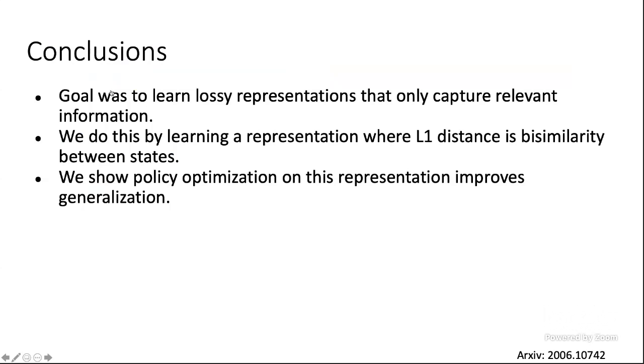So to conclude, the goal was to learn lossy representations that only capture relevant information. We can do this by learning a representation where the L1 distance is by similarity between states. The nice thing about this objective is that we guarantee that we're learning the coarsest bisimulation partition, because any 2 states that are bisimilar are forced to map to the same latent state. We also show that policy optimization on this representation improves generalization.